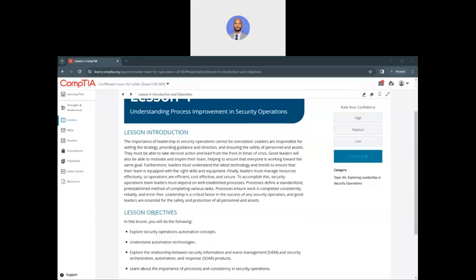All right. Hello, everyone. This is the cohort for cyber defense and countermeasures. Tonight, we're going to be going over lesson four. Lesson four is understanding process improvement and security operations.